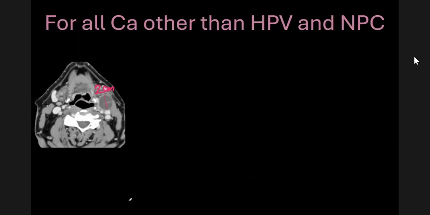So let's talk about N staging in different head and neck cancers. When we are talking about all squamous cell cancers in the head and neck, besides the viral associated cancers, there are two viral associated cancers. We have the HPV associated head and neck cancer that is most common in the oropharyngeal region, and then we have the EBV associated head and neck cancers, which are most commonly seen in the nasopharyngeal region. So if you exclude those two, HPV and NPC, for all other cancers, this is the general staging criteria that we use.